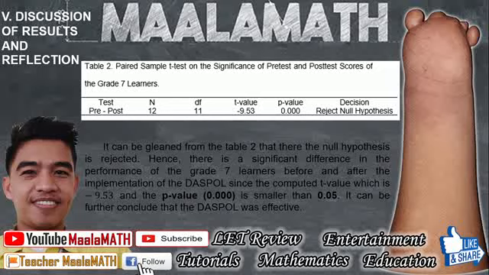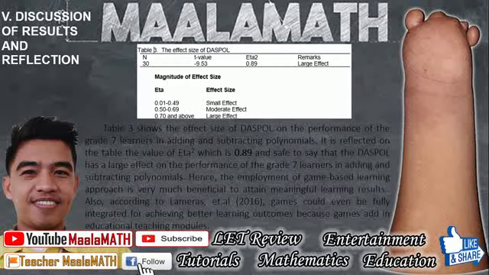The second table, paired sample t-test on the significance of the pre-test and post-test scores of the grade 7 learners. So it can be gleaned from the table 2 that the null hypothesis is rejected. Hence, there is a significant difference in the performance of the grade 7 learners before and after the implementation of the DASPOL. Since the computed t-value, which is negative 0.953, and the p-value 0.000 is smaller than 0.05, it can be further concluded that the DASPOL was effective.